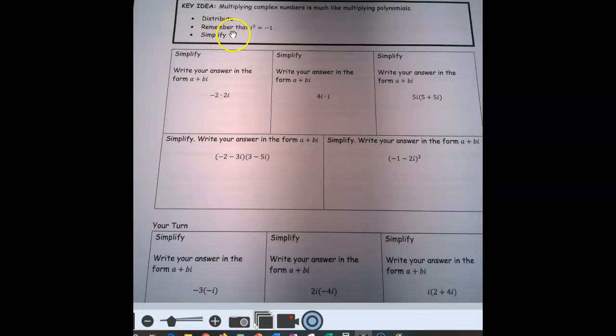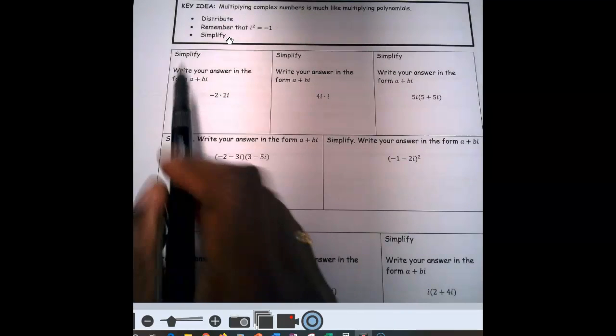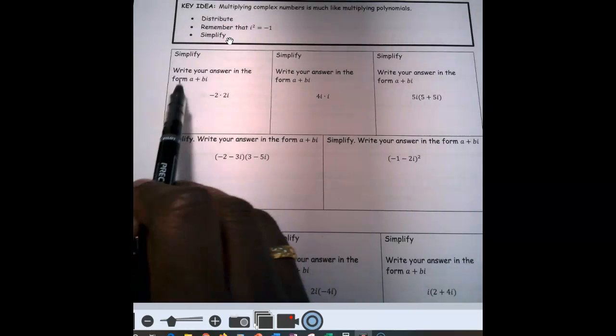I also need you to remember that i squared is equal to -1. We've seen that in a lesson before, so now we're going to pull that back up and use it again. We also need you to remember to simplify, if possible. All right, so let's go ahead and start on this. We are asked to simplify and write our answer in the form of a + bi.